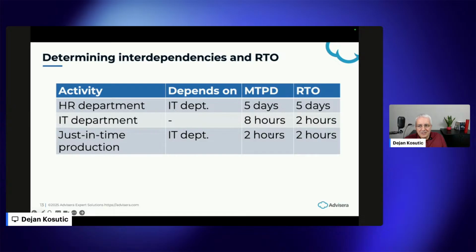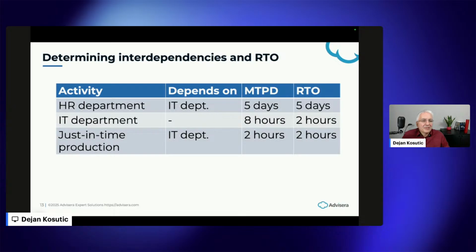So as you can see, just-in-time production MTPD is 2 hours, RTO is 2 hours, because basically no one depends on them. For the IT department, MTPD is 8 hours, however RTO is shorter because of this just-in-time production, whereas for the HR department it's 5 days because no one depends on them. So this is the way to assess these interdependencies and to decide on final RTOs for each department in your company.